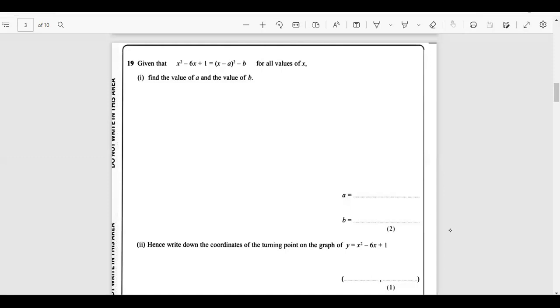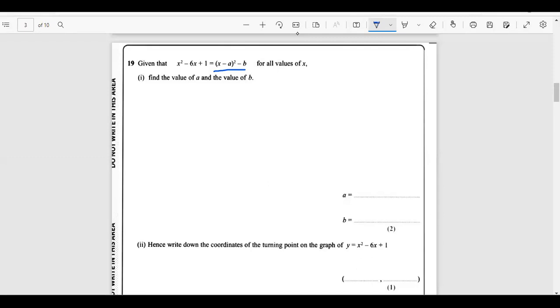Okay, so basically we have some mixed past paper questions. All right, let's do it. So it says, given that x squared minus 6x plus 1 is basically this, for all values of x, find the value of a and the value of b.